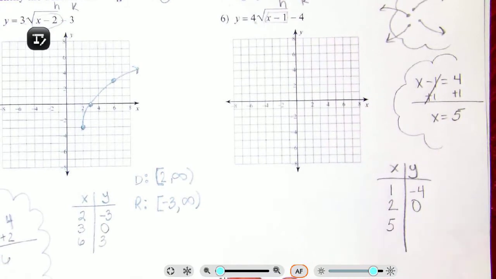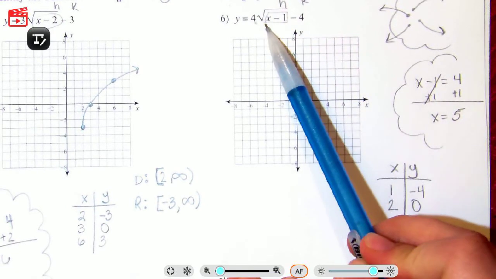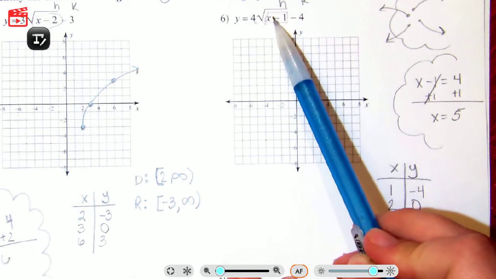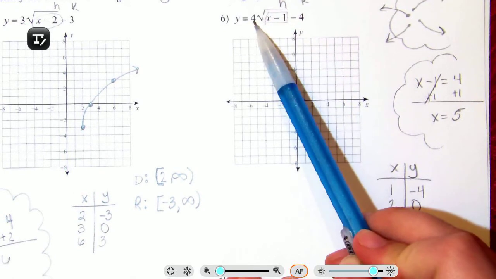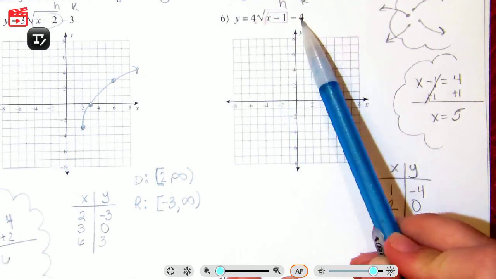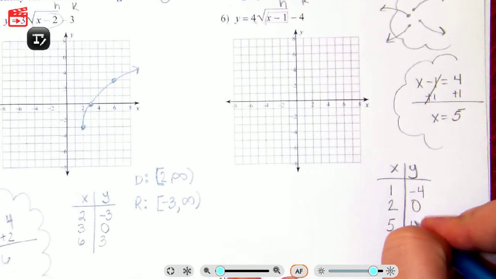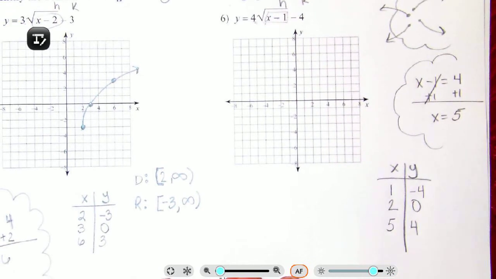So my next number is going to be 5. 5 minus 1 is 4. The square root of 4 is 2. 2 times 4 is 8. 8 minus 4 is 4. So I have my 3 points. I'm going to sketch that.